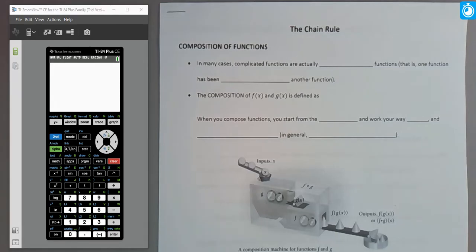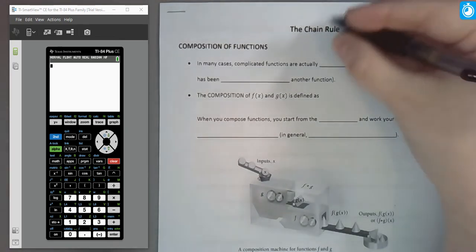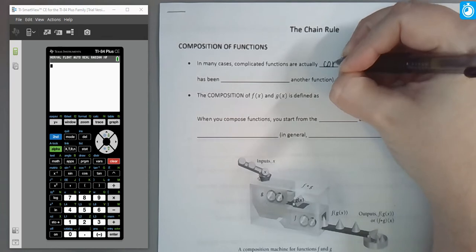In this video, we're going to discuss our final derivative rule, what we call the chain rule. So this rule is going to allow us to deal with the most complicated functions we're going to see. Now, keep in mind, in many cases, what we think of as a complicated function is actually a composed or a composite function.